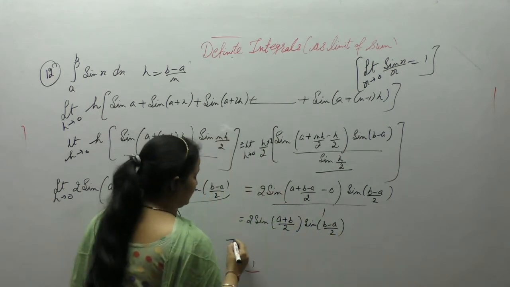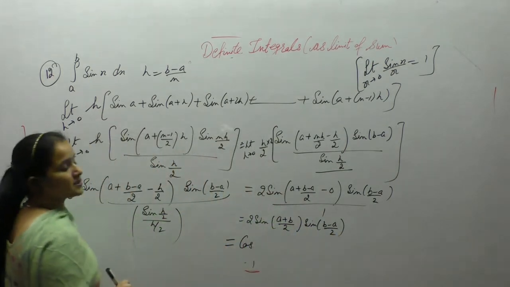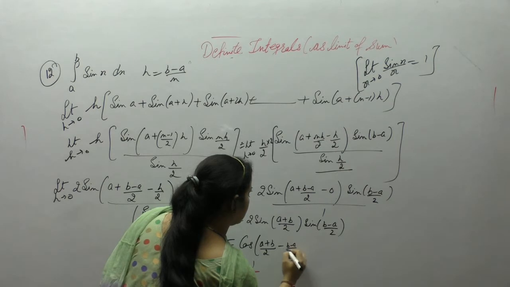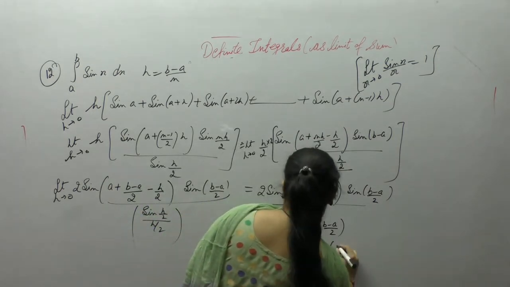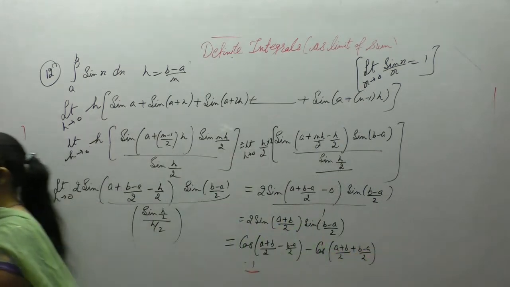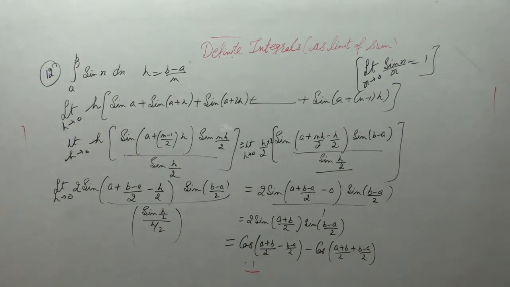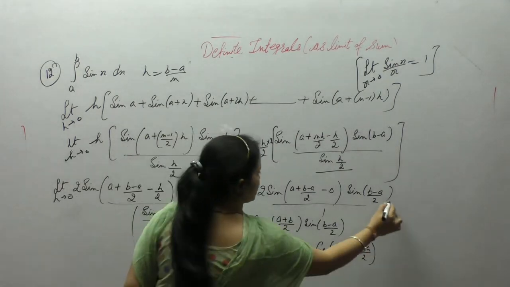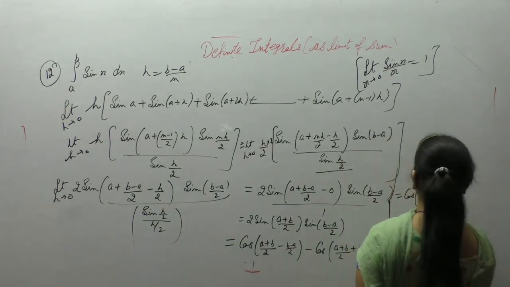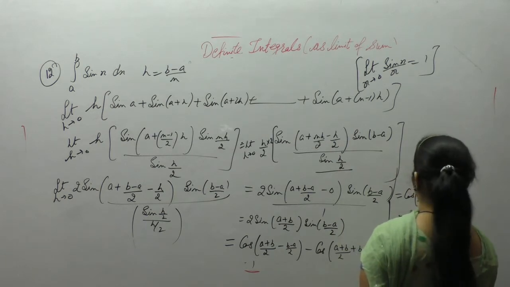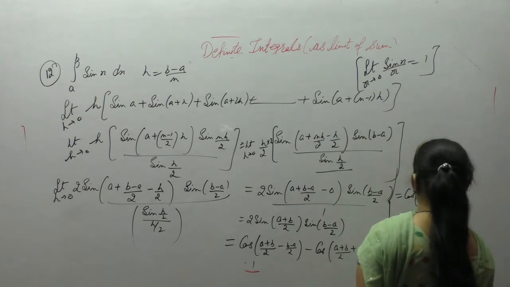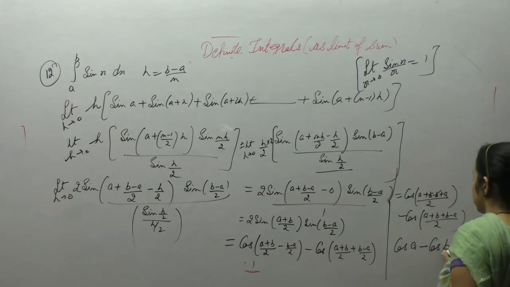2 sin a sin b is equals to cos a minus b minus cos a plus b. 2 sin a sin b is equals to cos a minus b minus cos a plus b. So we get cos of (a plus b minus b plus a) by 2 minus cos of ..., which is cos a minus cos b.